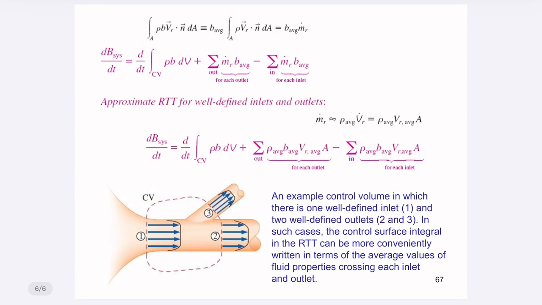Okay. After we derive, this is the last approximate activity for the well-defined inlet and outlet formula. So we can use this formula to find inlet and outlet.